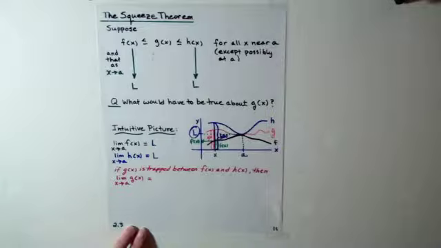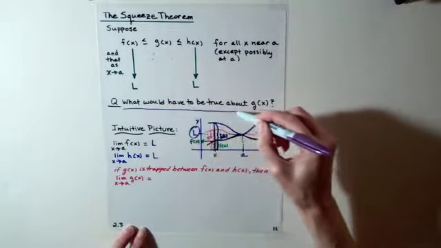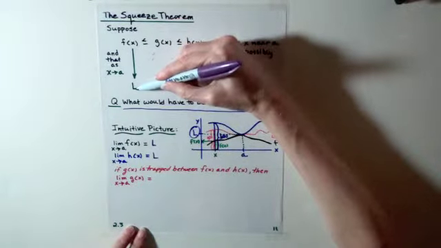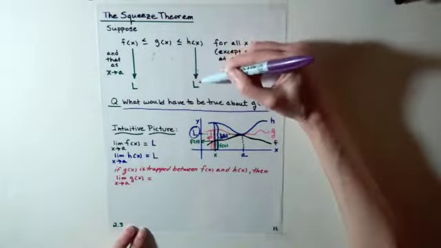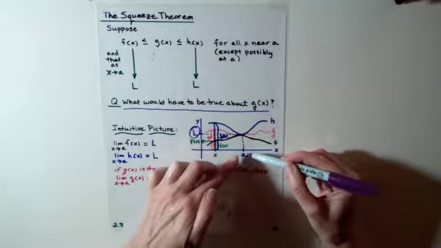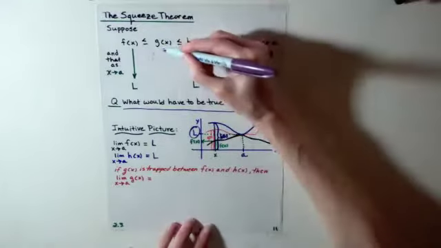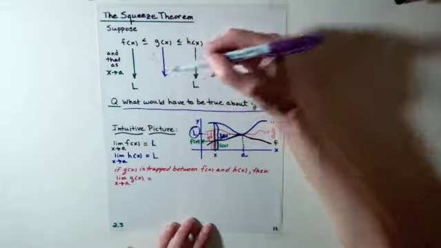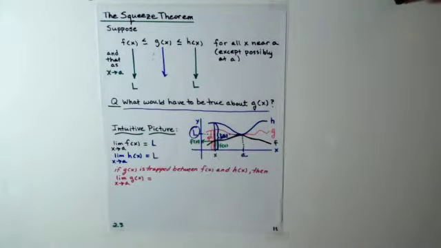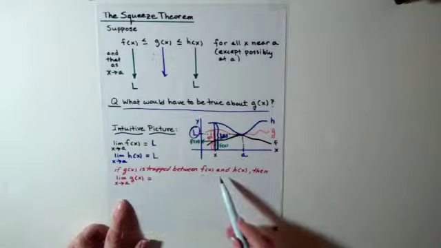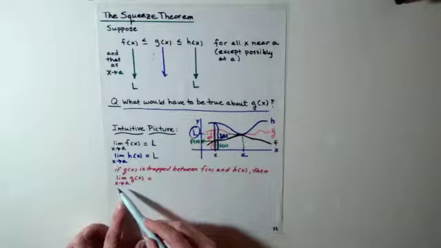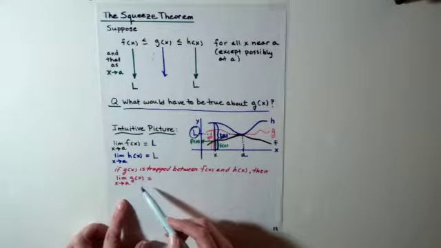Well, the question becomes, what would have to be true about g of x? F is getting closer and closer to L. H is getting closer and closer to L as we squeeze in on a from both directions. What has to be true about the outputs g of x as x approaches a from both the left and the right? Can you see from the graph, if g of x is trapped between f of x and h of x, what has to be true about the limit as x approaches a of g of x?